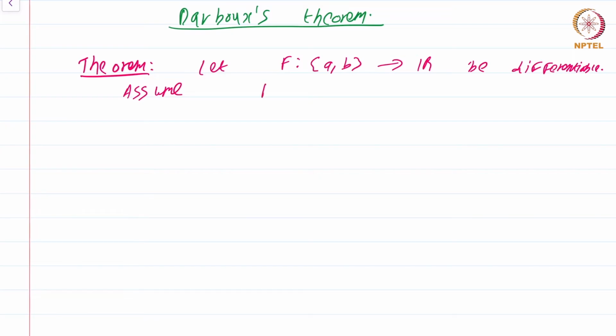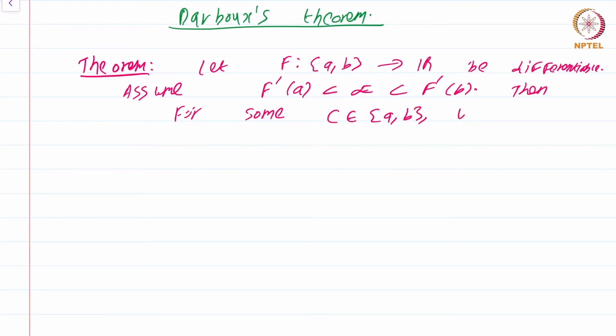Assume that f prime of a is less than alpha, which is less than f prime of b. Then for some c in the closed interval [a,b], we have f prime of c equal to alpha. In other words, the intermediate value property holds for derivatives.